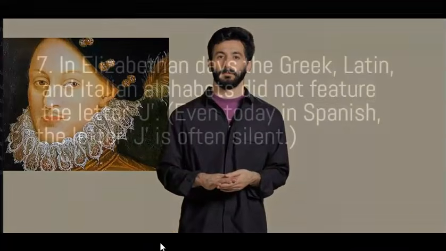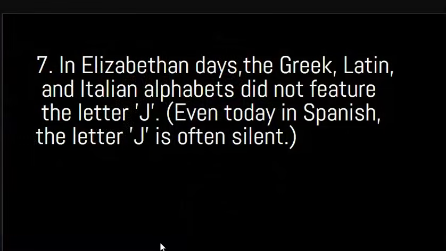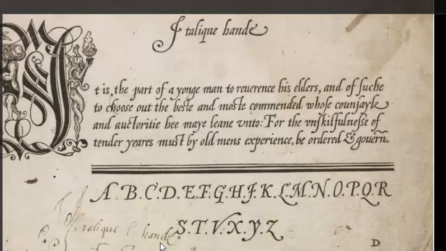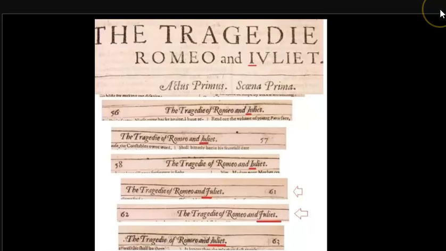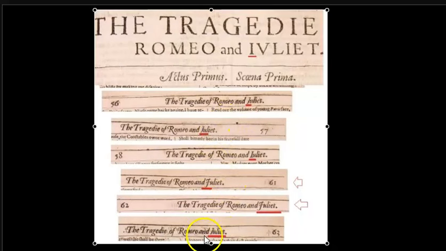Number 7. In Elizabethan days, the Greek, Latin, and Italian alphabets did not feature the letter J. Even today in Spanish, J is often silent, like Juan. Here's the alphabet called the Italic hand. So this one goes H-I-K. There's no J in it whatsoever. And we can see it here in the headers for Romeo and Juliet in the first folio. Here's an italicized I right here. That looks like a J, doesn't it? The other ones look more like the letter I, especially here they even use a V instead of a U.